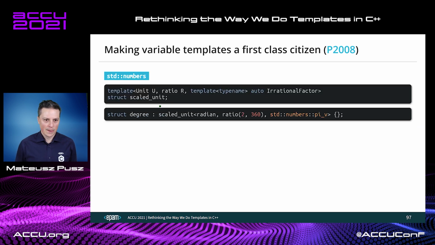Another use case. We have std::numbers in C++20. It turned out that for some units, for example, degree and radian conversion, a rational factor is not enough. We need an irrational factor too. And now we can provide std::numbers::pi_v as a variable template to make this definition of the scaled unit for degree.